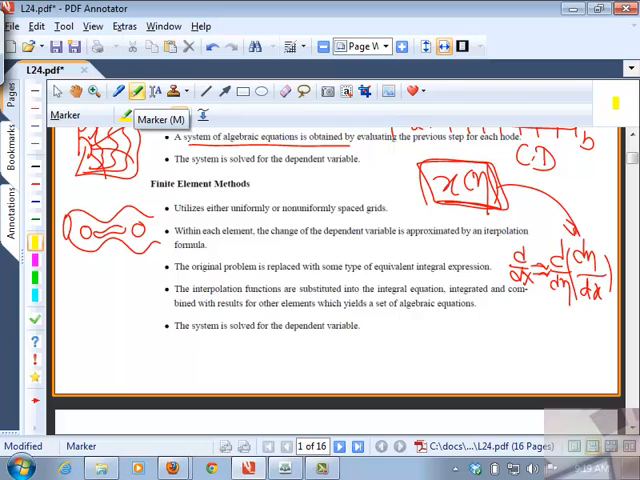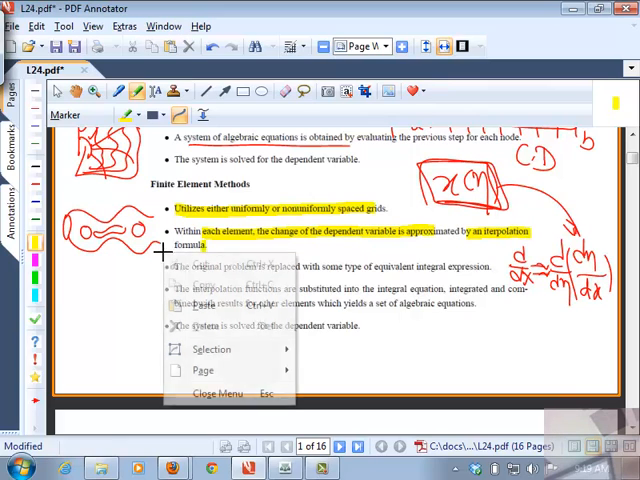So they point out why finite element method, and it utilizes uniformly or non-uniformly spaced data, because if you have a complex geometry, you can put a structured or unstructured mesh in that, and how we do that is what we're going to talk about today. So within each element, the change of the independent variable is approximated by an interpolation formula, or we construct a basis function in each element.